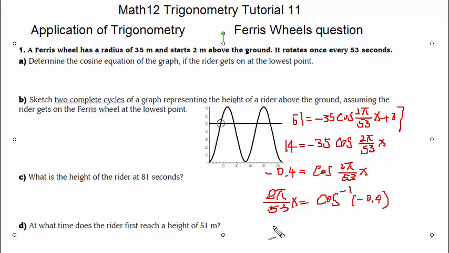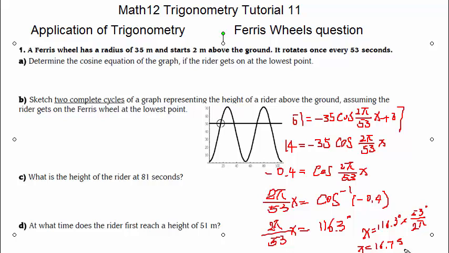So this equals, I think, 116.3 degrees. I remember these numbers, but you can use your own calculators to find your own numbers. So x is going to equal 116.3 degrees divided by these things, which is times the reciprocal. So times 53 degrees divided by 2 pi. 2 pi is just 360 degrees, right? After that, you're going to get x equal to 16.7 seconds.